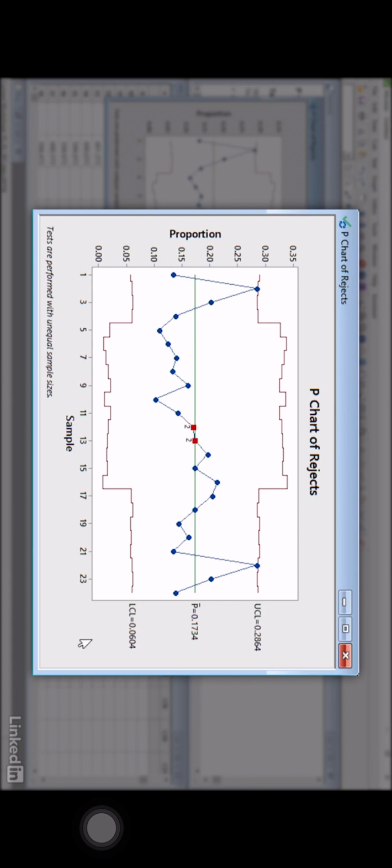The uneven control limits are because of the different sample sizes. And is this process in control? No, it's not, because of the two out of control points. The details of that can be seen in the session window: 9 points in a row on the same side. So you have an out of control process. That's the P chart, attribute chart.